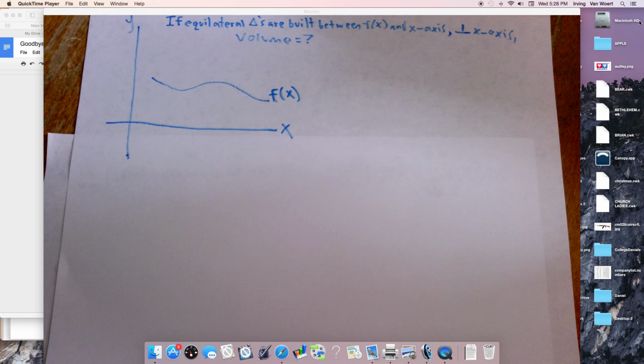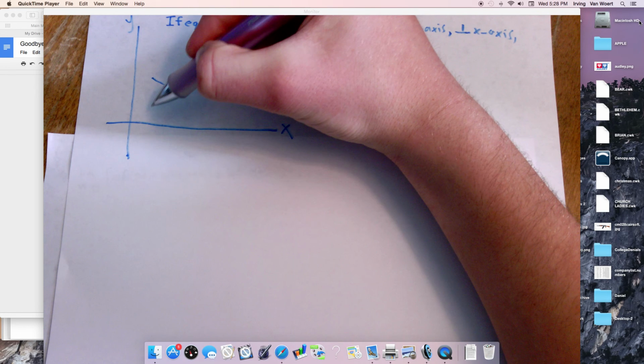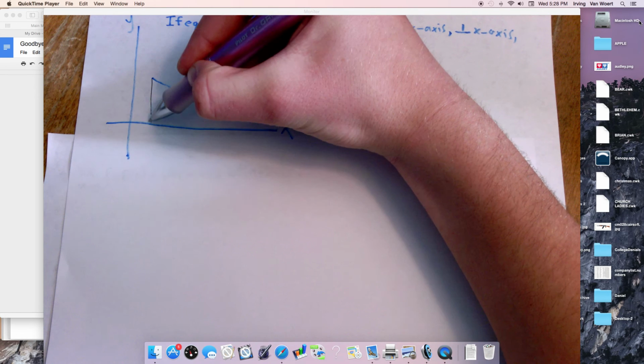If we were to build triangles perpendicular to the x-axis, with their base between f of x and the x-axis, what would the volume be equal to? Typically everybody just remembers a certain formula that has a radical 3 in it, and they just memorize that formula and keep using it. But I think it's a lot easier if you just knew why it actually worked. So if we were trying to construct triangles between the x-axis and f of x, let me sketch one in.